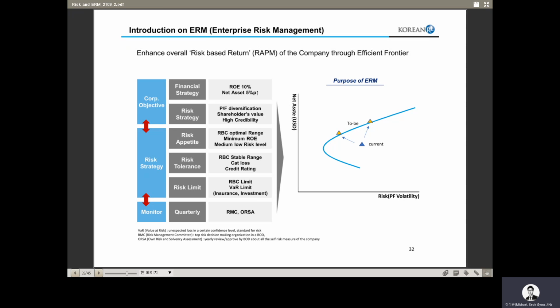For the risk limit, we have RBC limits and VaR, which is a risk limit, especially on insurance and investment. For monitoring, on a quarterly basis we have a risk management committee, which meets quarterly, and it reviews all of these risk strategies and corporate objectives. And ORSA is an annual report, reported on annually. We are generating and analyzing all of these processes on a yearly basis.